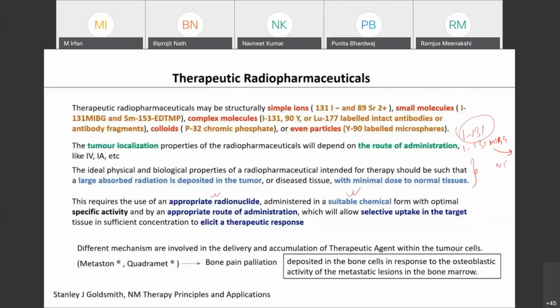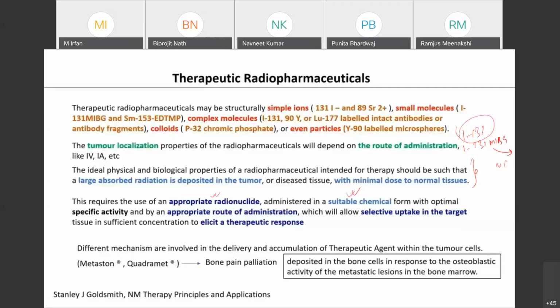And if I follow these steps, then it will lead to selective uptake in the target, and it will elicit a therapeutic response. That's the main diagram you can keep in mind. So we have to use an appropriate radionuclide, and it must be administered in a suitable chemical form with optimal specific activity and by an appropriate route of administration for selective uptake in the tumor and to elicit a therapeutic response.